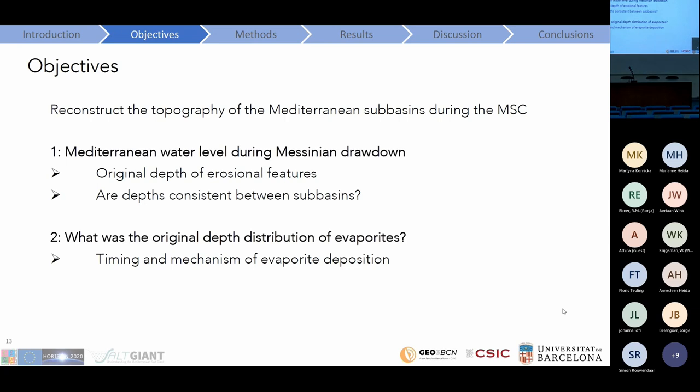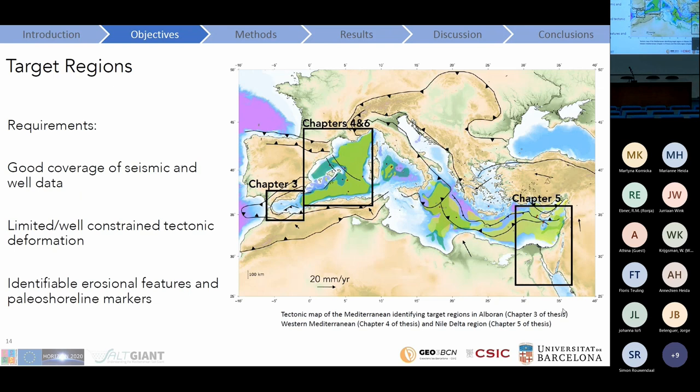So the objectives of my work can be broadly categorized as two main objectives. The first related to Mediterranean water levels during the stages of the Messinian. That will be achieved by restoring the original depth of the erosional features and then comparing the depth between the two. And then secondly, we will look at the original depth distribution of the deposits, and see what the implications would be for the timing and the mechanism of evaporite deposition.